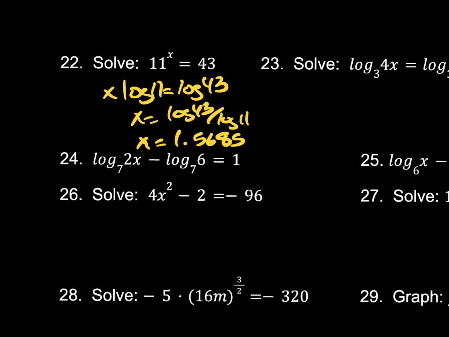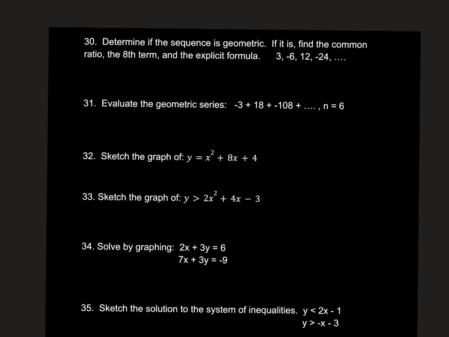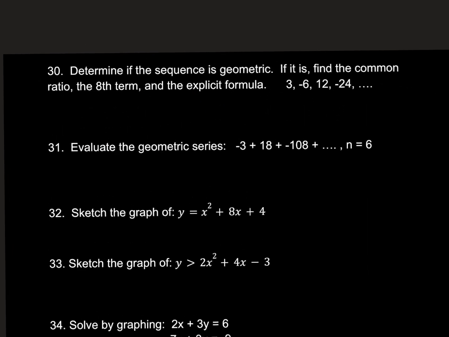Instead of going to 30, let's see if 30 is on this page. 30, of course not. Number 30, there it is. Determine if the sequence is geometric. If it is geometric, find the common ratio. It is geometric because they're multiplying everything by the same number, and that is negative 2.